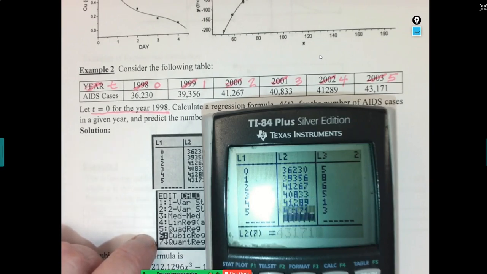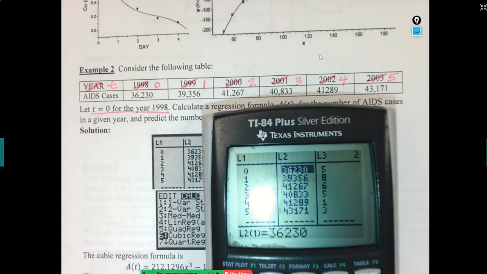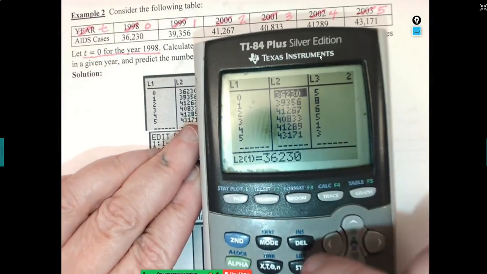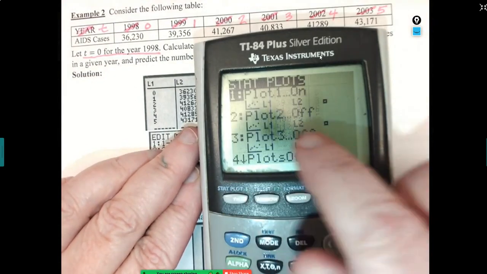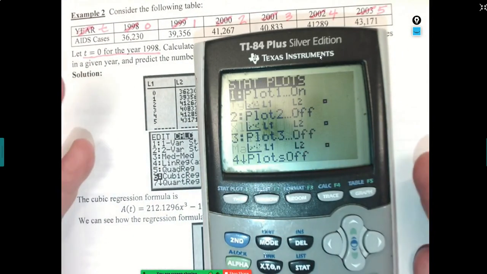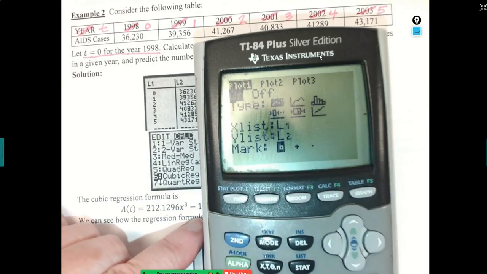Okay, now I need to double check. Now, I would like to see the scatter plot for this data. So I'm going to press the second key and the Y equals key. And I'm just going to come here to the first one. And I want the plot on, so I'm going to press enter.